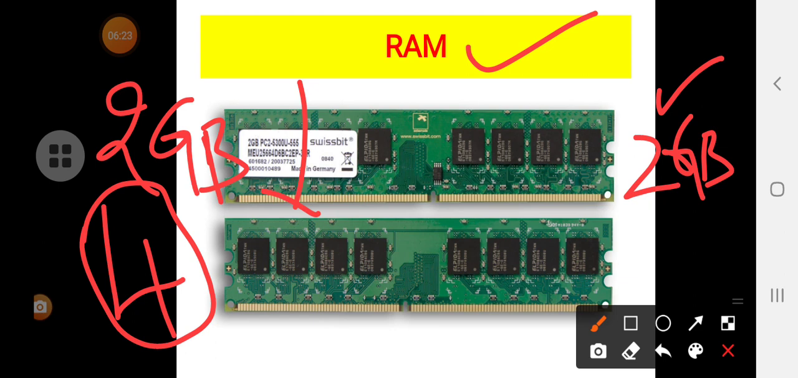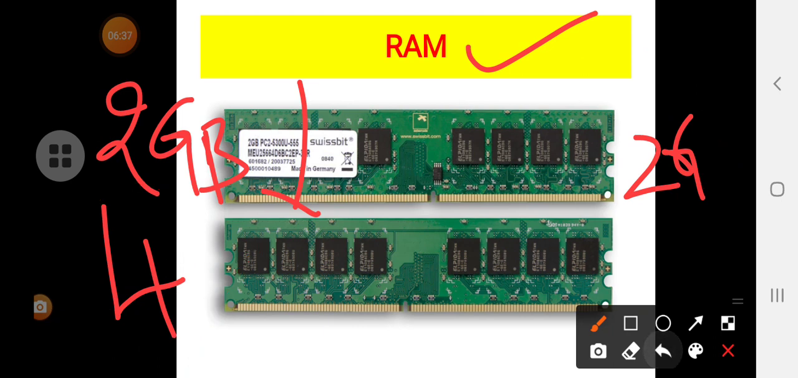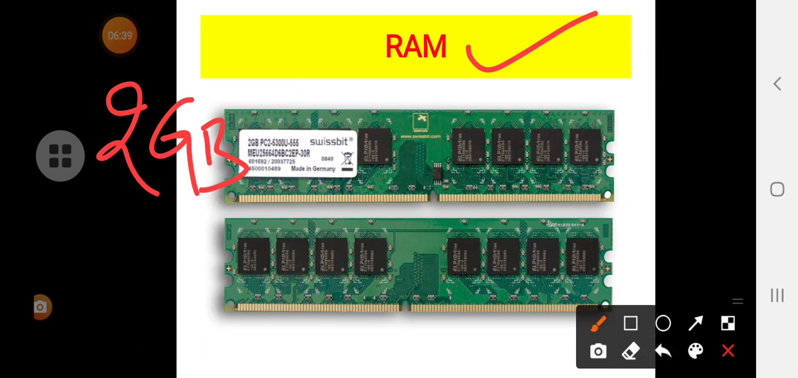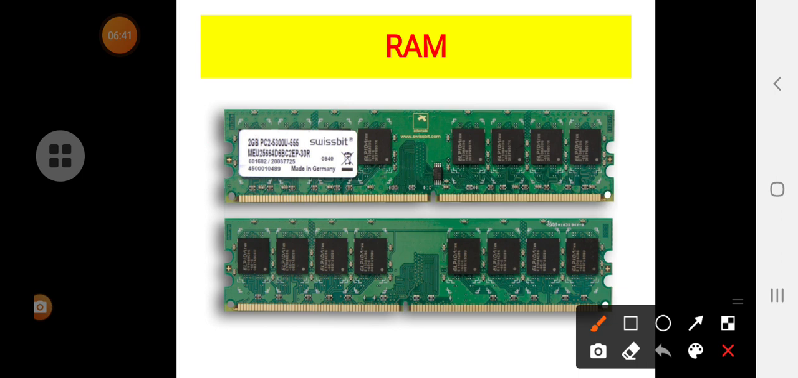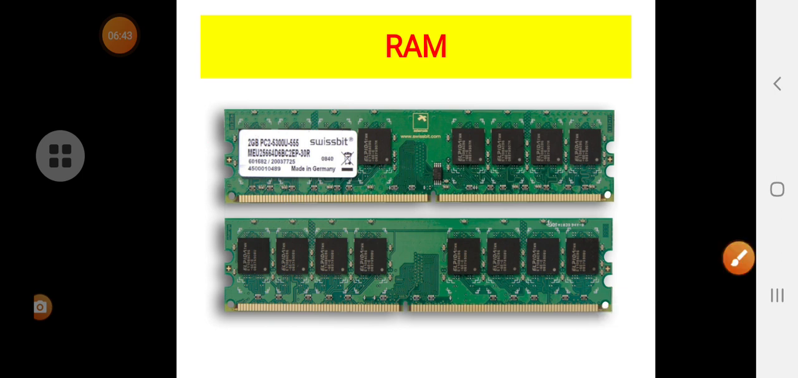Okay, RAM cards. It depends on the work performance. If limited work is there, then they can go for 2 GB RAM. If more performance, more work is there, then the user can go with a 4 GB RAM. Okay, so this much I talked about RAM. Now we'll see what this RAM is.